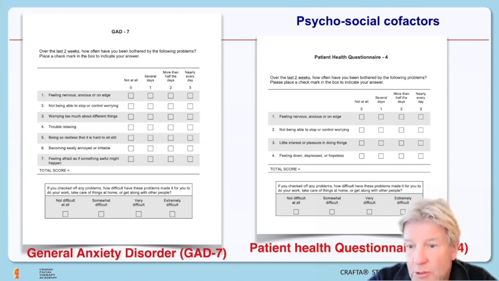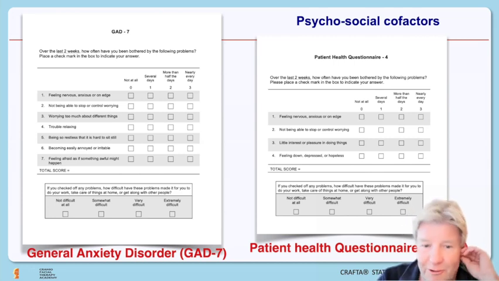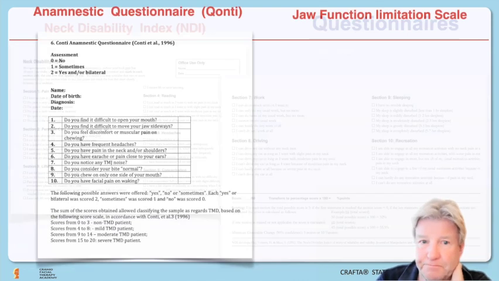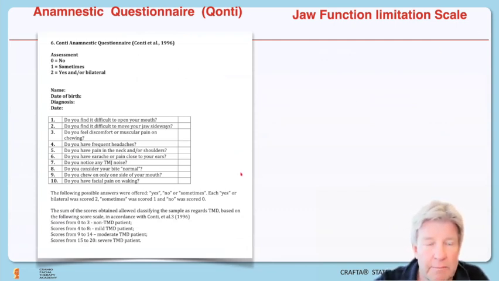You can use the patient health questionnaire, a questionnaire of 4 questions, and the anxiety disorder questionnaire, and the neck disability index. I think everybody knows this questionnaire; it is used a lot in research, but also good in the clinic. And the Conti questionnaire you see here is a questionnaire with 10 questions.